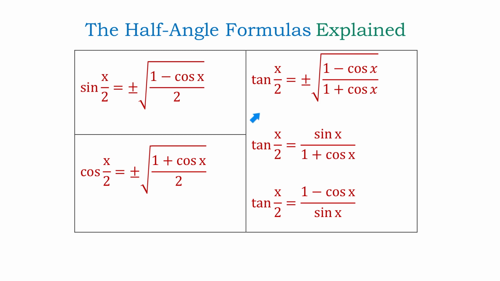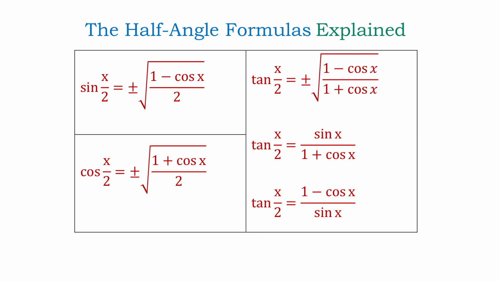The first one is tangent of x over 2 equals plus or minus square root of (1 minus cosine of x) over (1 plus cosine of x). The second one is tangent of x over 2 equals sine of x over (1 plus cosine of x). And the third is tangent of x over 2 equals (1 minus cosine of x) over sine of x.